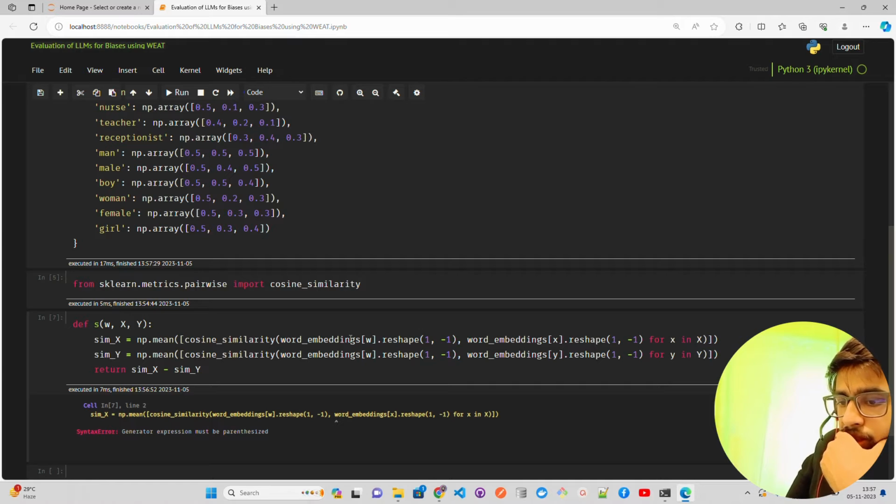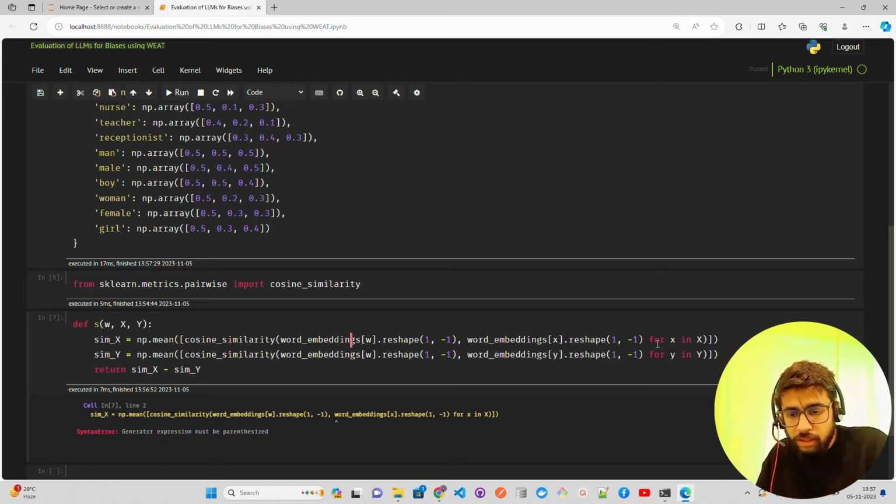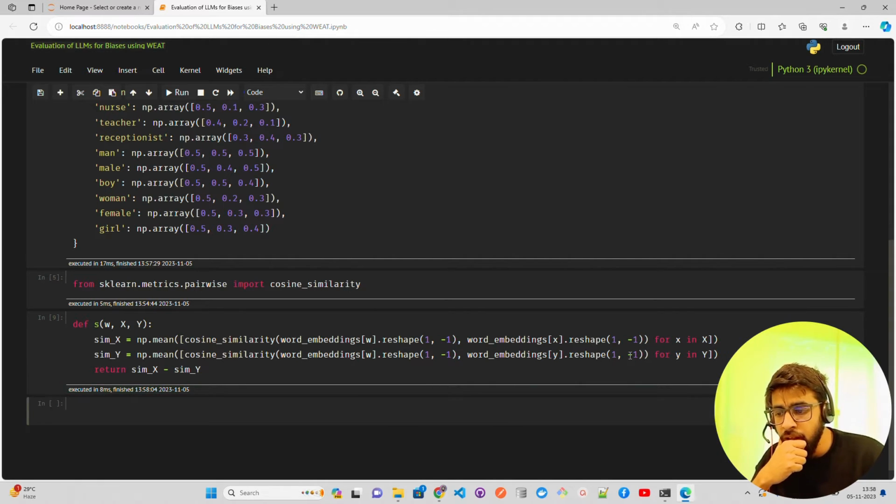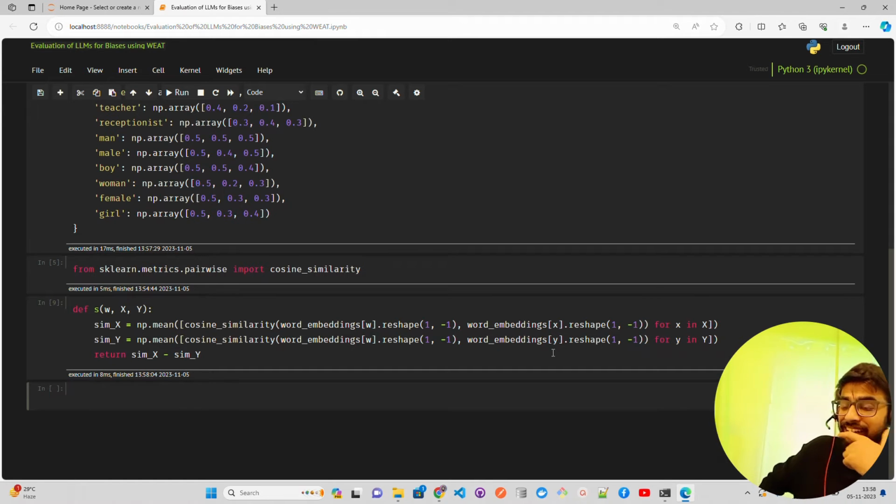Cosine similarity. Word embeddings, W reshape. Word embeddings x, word embeddings y. V dot reshapes. Something we are missing. This should be word embeddings. This closing is wrong, the parenthesized. Okay, I got that. Now this has to be here to end the parenthesis. Correct. Okay, now we have written sim x and sim y.